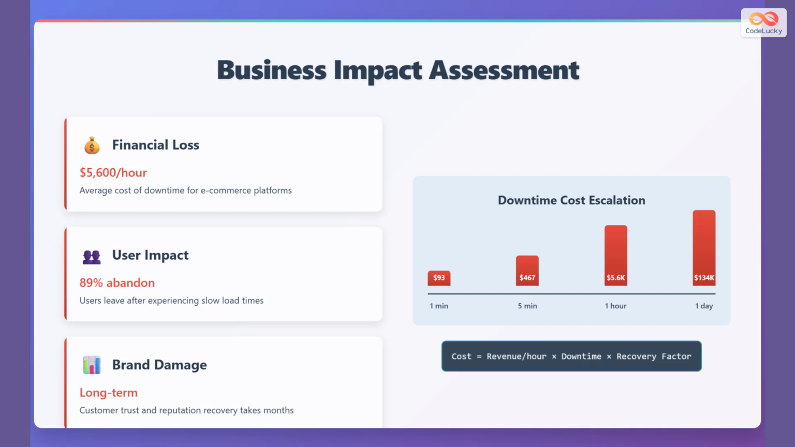Here's a downtime cost escalation chart, which shows that the cost of downtime increases exponentially with the duration of the attack. The cost starts from $93 per minute, increasing to $134,000 per day. The approximate downtime cost can be found using the formula: cost equals revenue per hour times downtime times recovery factor.